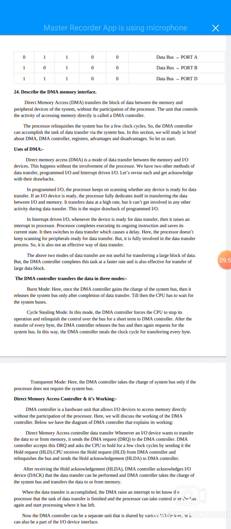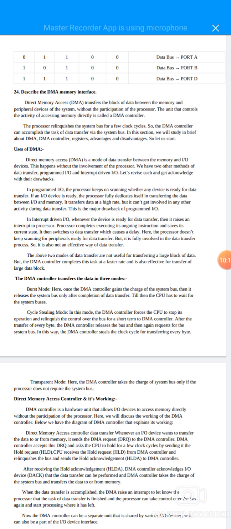In programmed input output, the processor keeps scanning whether the device is ready for data transfer. If the input output device is ready, the processor fully dedicates itself to transferring the data between input output and memory. It transfers data at a high rate, but it cannot get involved in any other activity during the data transfer. This is a major drawback of programmed input output.